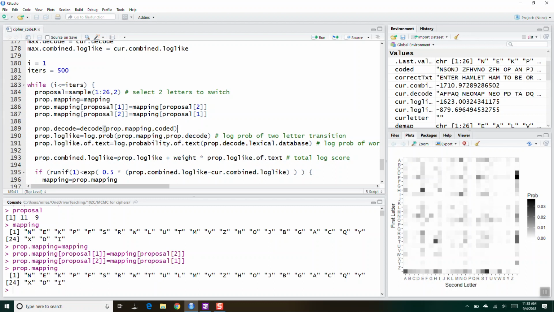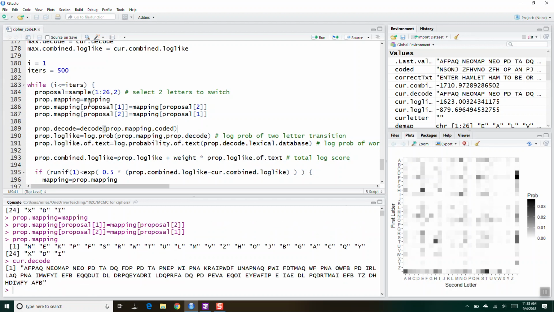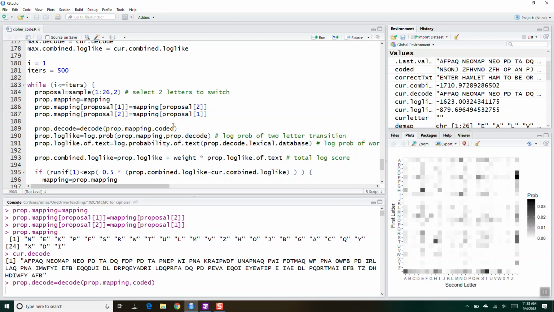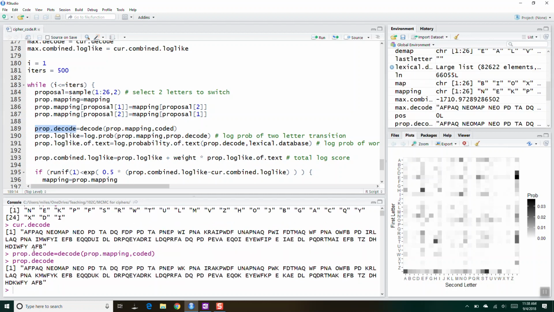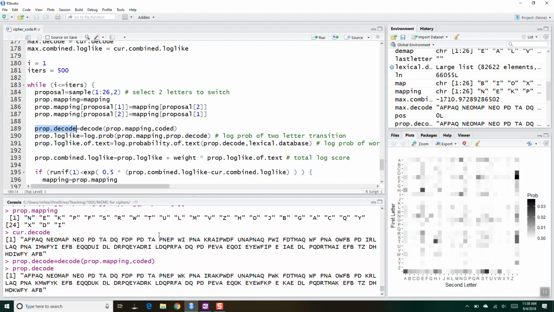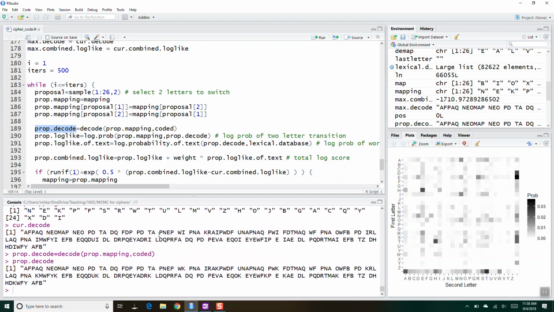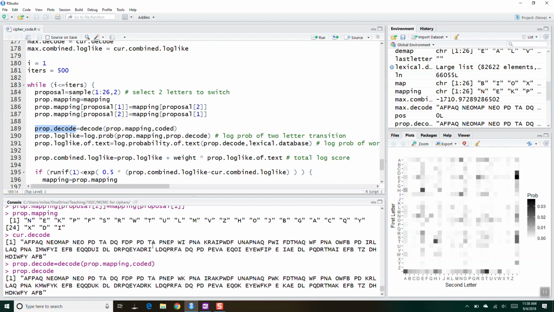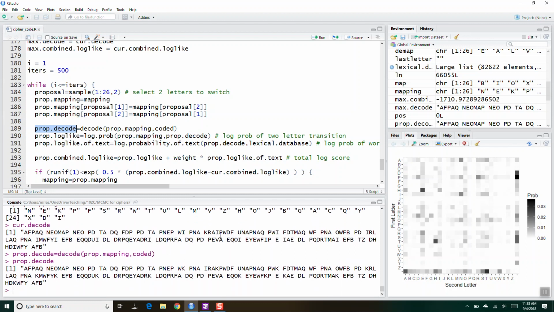So our current decode is this. After swapping those letters, my proposed decode will be this. Pretty much exactly the same, except where we used to have the 11th and 9th letters. What has changed? The 11th letter, I guess, is K, and the 9th letter is I. Where there used to be a K, it's now an I, and where there used to be an I, it's now a K, okay?